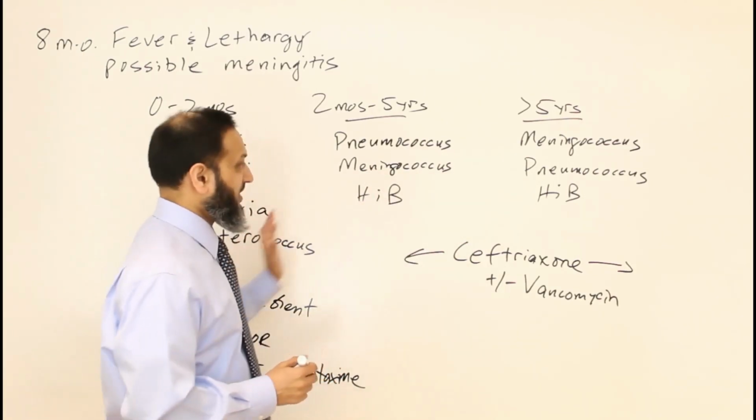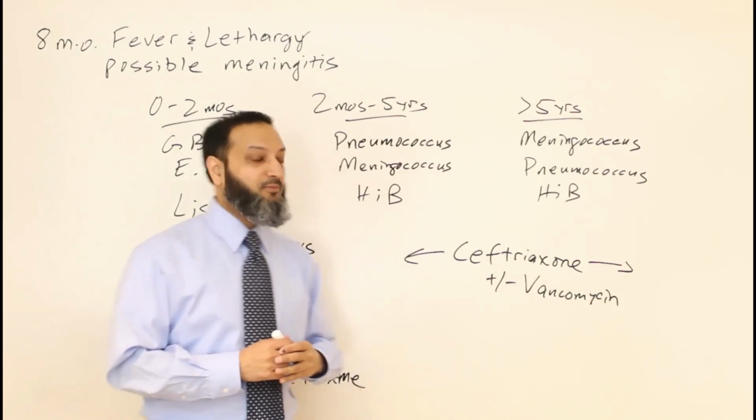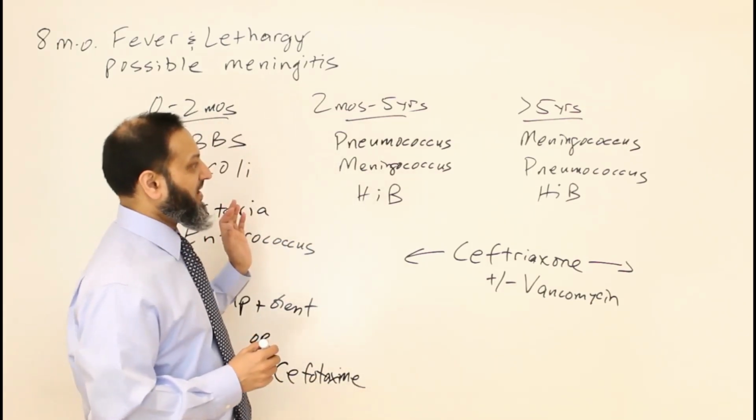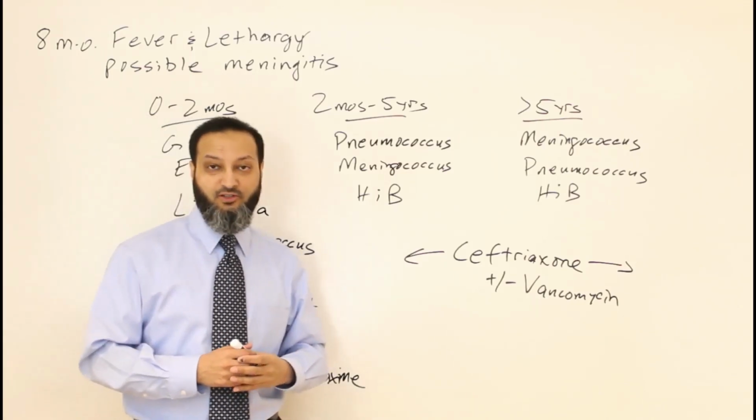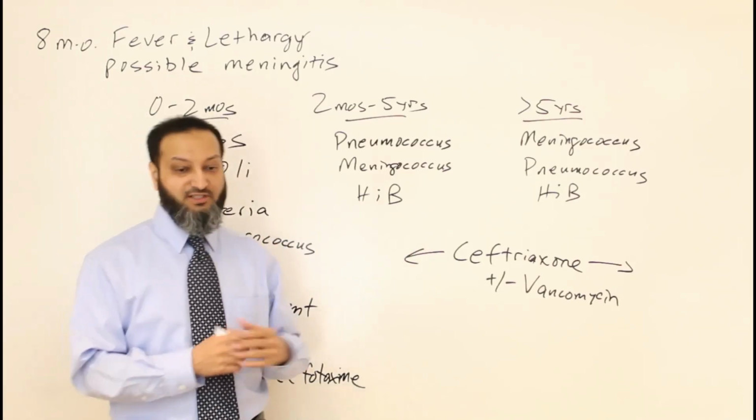So these are the various organisms that you're going to worry about based on the age group, and then the antibiotics that you're going to empirically use to cover these types of organisms.